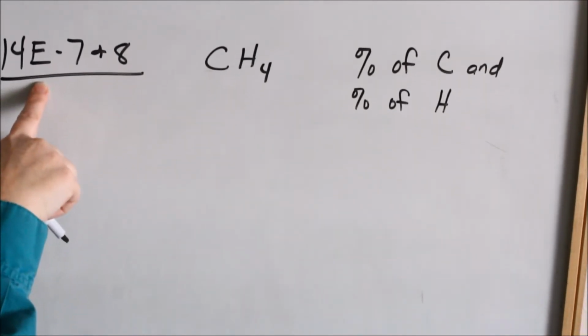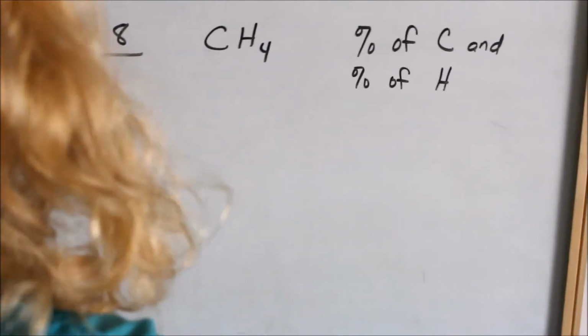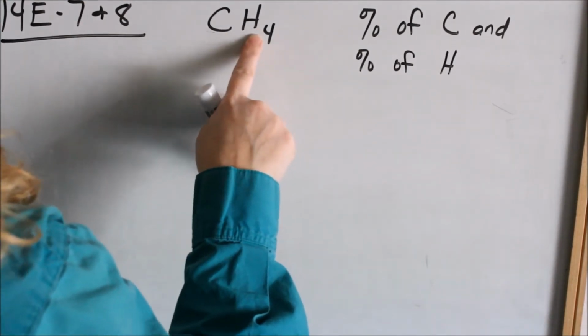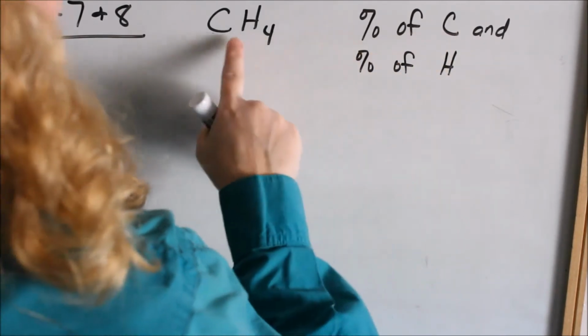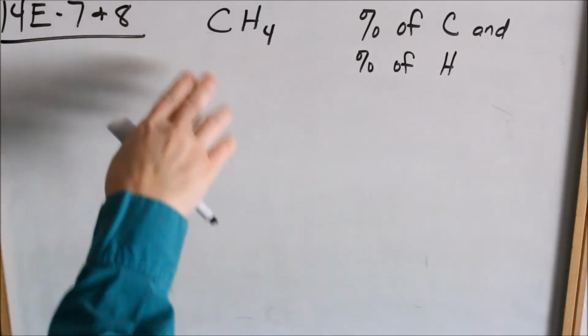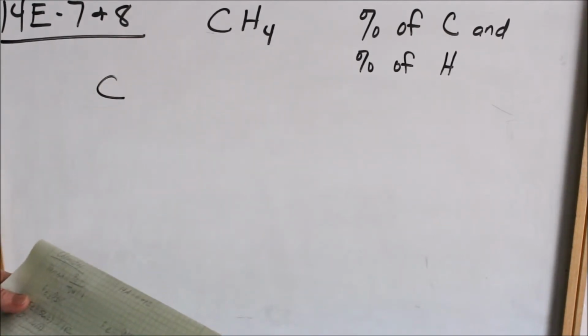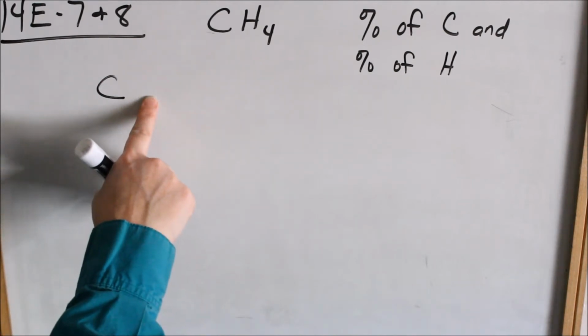Alright, now let's look at 14E, 7 and 8. I can't even tell you the name of these compounds. I can tell you what the elements are, but not the compound. C is carbon, H is hydrogen. They're asking you for the percent of carbon and the percent of hydrogen in this compound. So we get the individual values, starting with carbon. If you look at your periodic table, and there's one in the back of your workbook and the instruction book, or you can Google it, the values I'm using are rounded values.